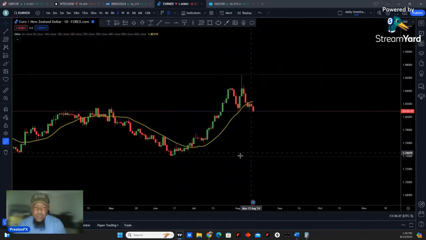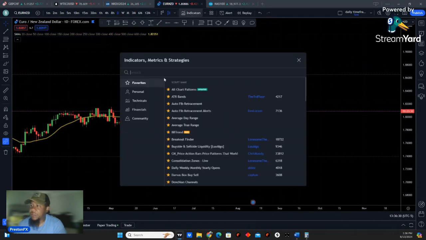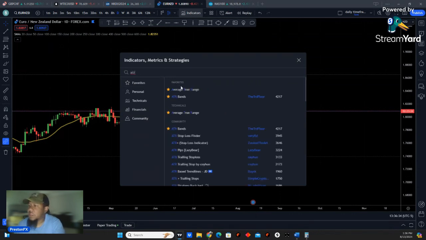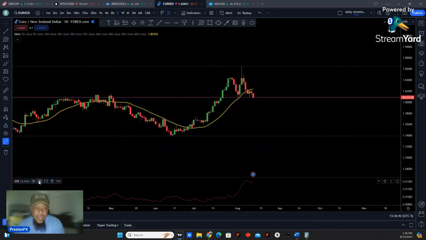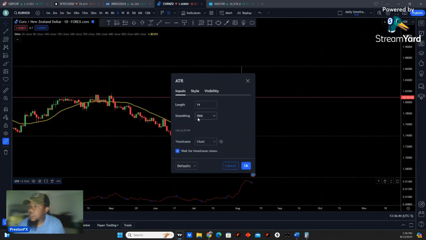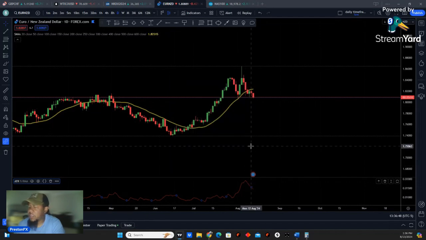All right. The second indicator. You only need two for these. Type in ATR. Average true range. The first one. I got it favorited, but you can go to under technicals. Average true range. Go down to the box down here. Right here. Make sure it's the 5-period ATR. All right. This is the daily time frame so far, right? This is on the daily time frame.